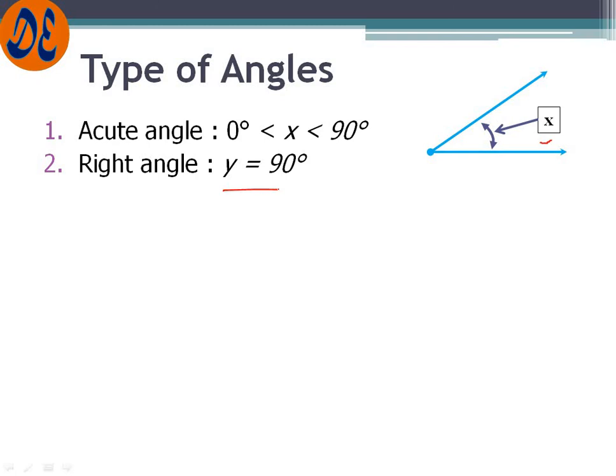Again, right angle means right angle. If the angle is just 90 degrees, it is called a right angle. Now be aware that whenever you are denoting a right angle, it is not shown as a curved line, it is shown as a rectangular type of line, that is, straight lines. So the notation for a right angle is this one. Whenever you denote any right angle, just use this type of notation and not a curved type of notation.